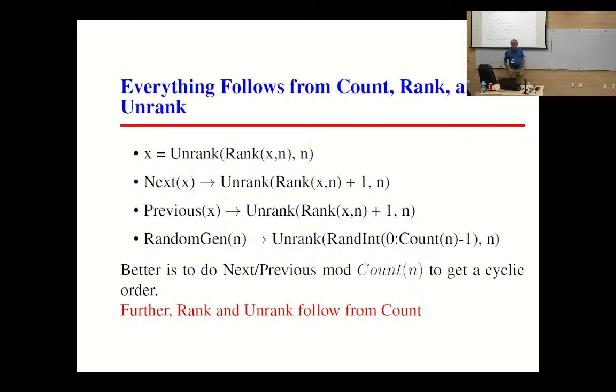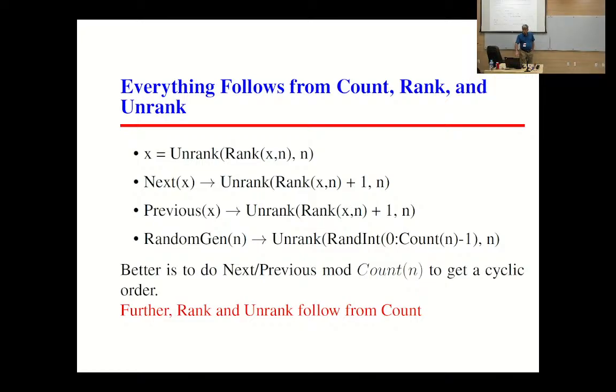What are the properties of these functions? Let's now think about these operations as some abstract thing. First, what happens if we have an object X, we rank it, and then we unrank it? When we rank it, we get its number in line. When we unrank it, we get the original object back. Does everybody agree with that?